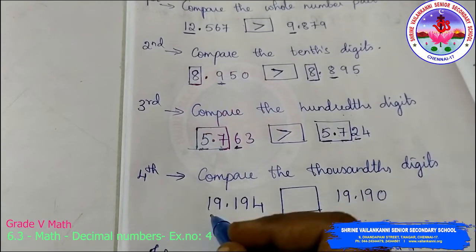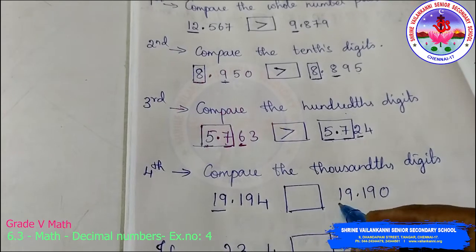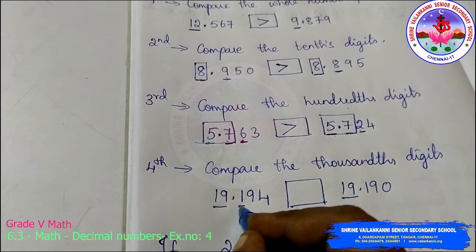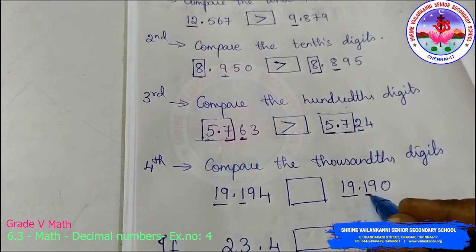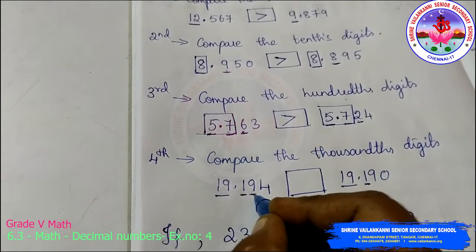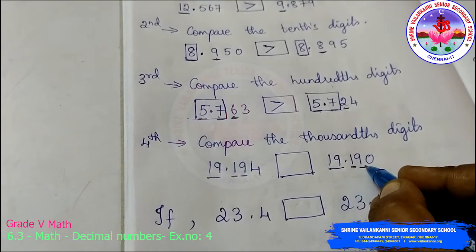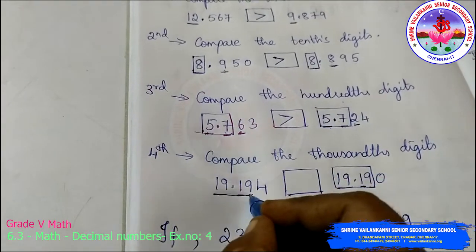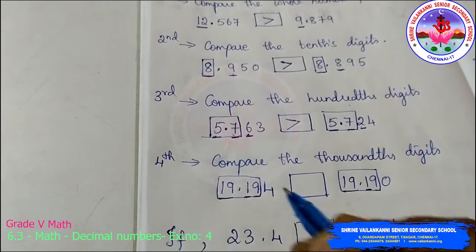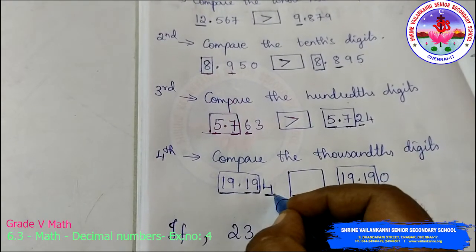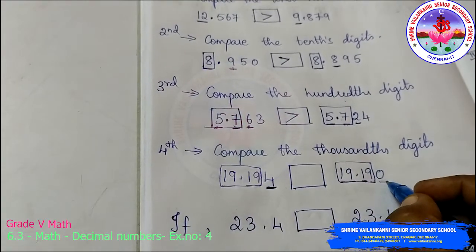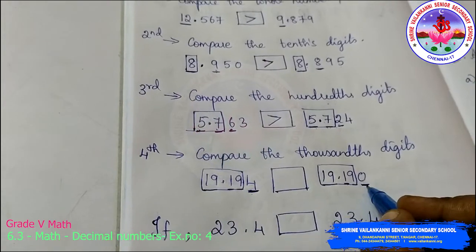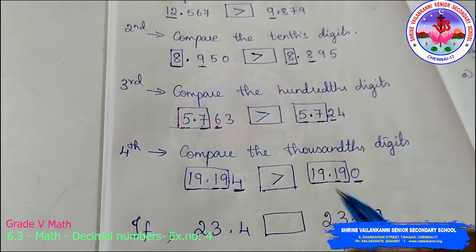See, here whole number 19, here also 19. After the decimal, tenths place value 1, here also 1. Hundredths place value 9, here also 9. So the whole number and the first two places after the decimal are similar. At that time you have to compare the thousandths place value. In the thousandths place, 4, 0. So obviously 4 is greater.